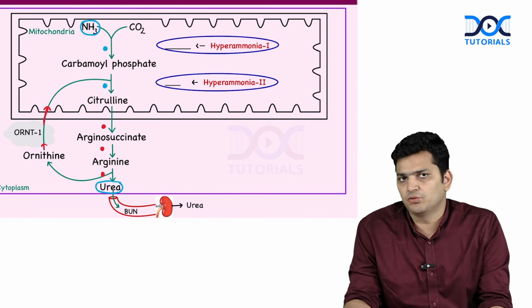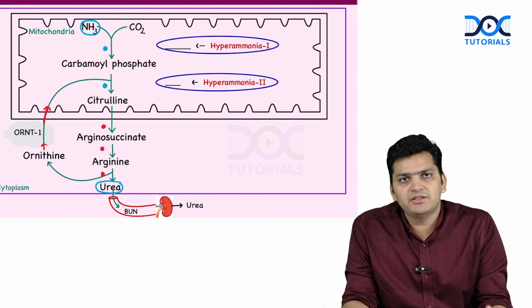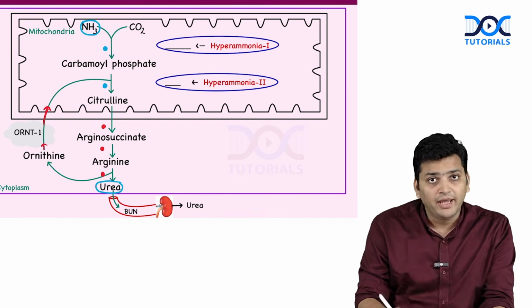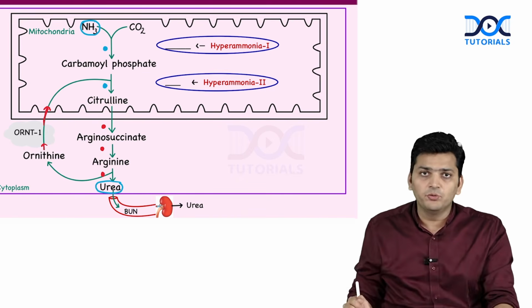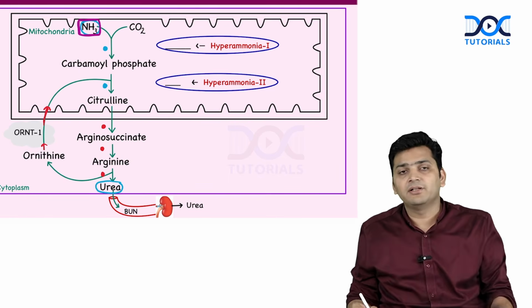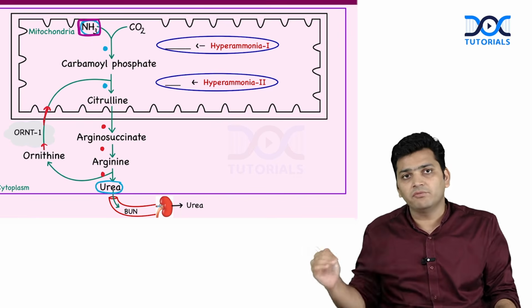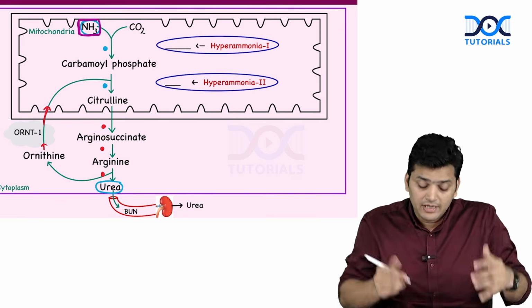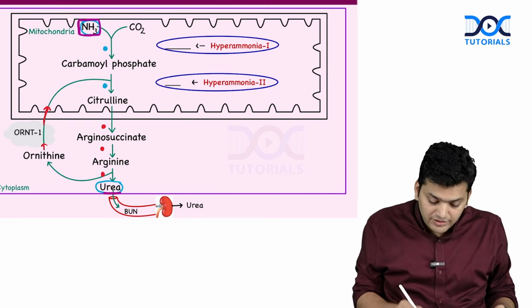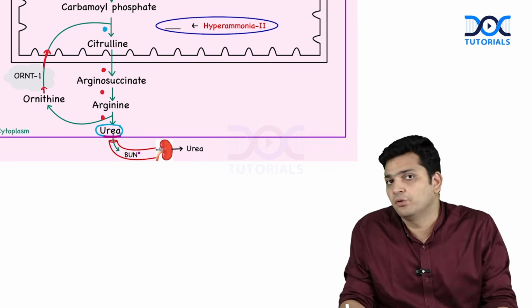Now I ask a simple question to you. If by any chance the urea cycle is not working, it means urea will not be generated. The ammonia will not be converted into urea. So what is going to happen to the ammonia levels? The ammonia is going to increase. And what is going to happen to the urea levels? Decrease. The urea in the blood is called BUN. The BUN is going to decrease.